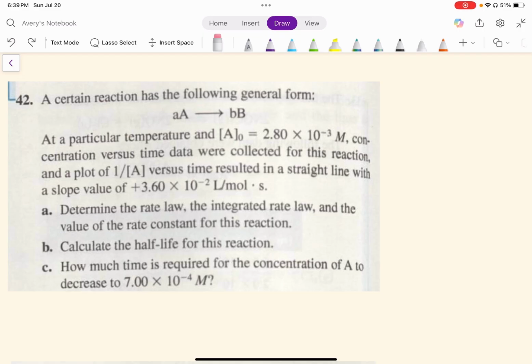So that was a lot of words. What are they asking us? A, determine the rate law, the integrated rate law, and the value of the rate constant for this reaction. To answer A, we need to derive a little bit more information from the word problem. Since this reaction has a plot of 1 over A, we know that tells us that the order is second order. So we know we're working in second order.